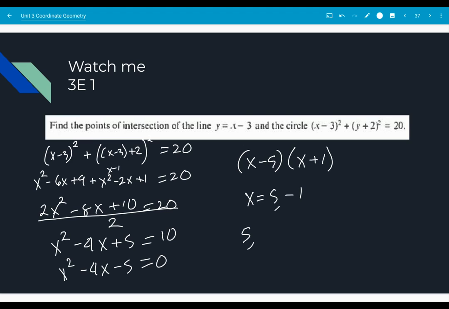So I have 5. I plug 5 in. (5, 2). And then I also have negative 1, (-1, -4). So those are my 2 points of intersection. If I really wasn't confident, I could plug 5 and 2 and negative 1 and negative 4 into the circle equation to prove that they lie on the circle.